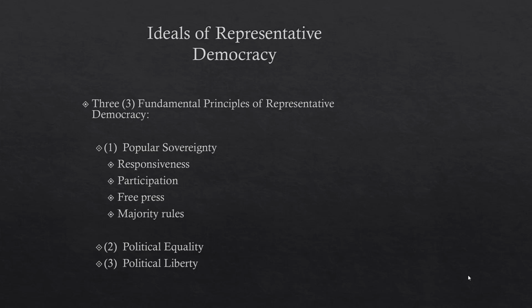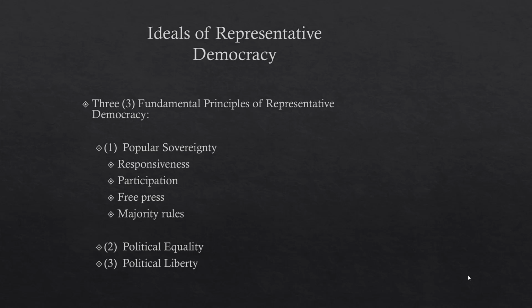Now, how do we know what we want? High-quality information and debate must be available, so a free press is essential to help disseminate valid information about policy and politicians to allow for that quality participation. Lastly, we have to have a decision rule to determine the winners and losers in political conflict, and that's a majority rule system. Most of our decisions are made through simple majority, which is 50% plus 1.